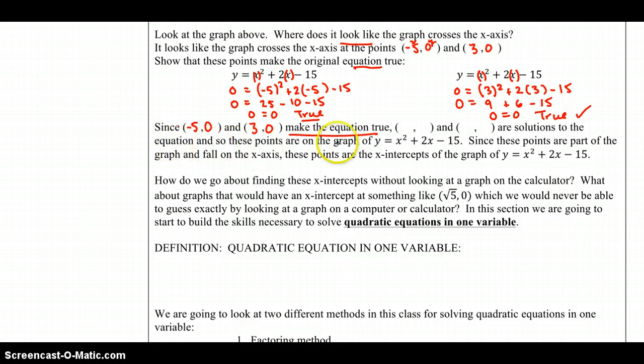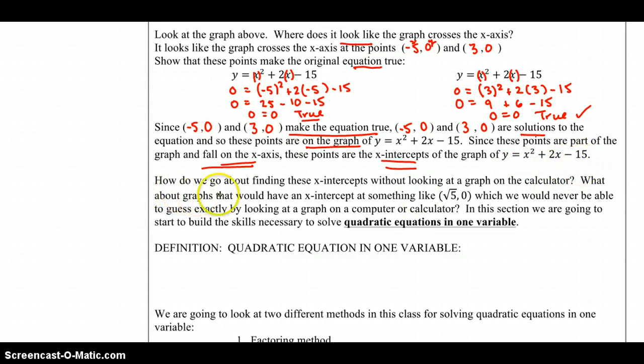All right, so these 2 points make the equation true. So these 2 points, negative 5, 0, and 3, 0, are solutions to that equation. And so these points have to be on the graph of that equation. Okay, so since these points are part of the graph, and they do fall on the x-axis because they have a y-coordinate of 0, these points are the x-intercepts of the graph of y equals x squared plus 2x minus 15.